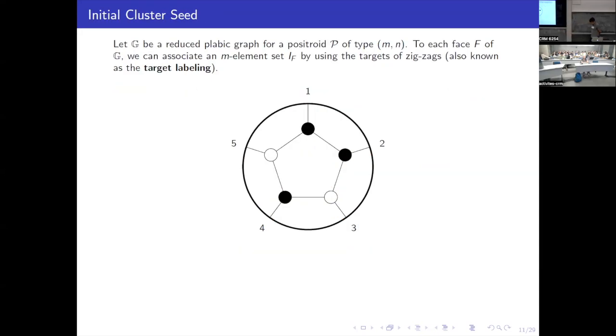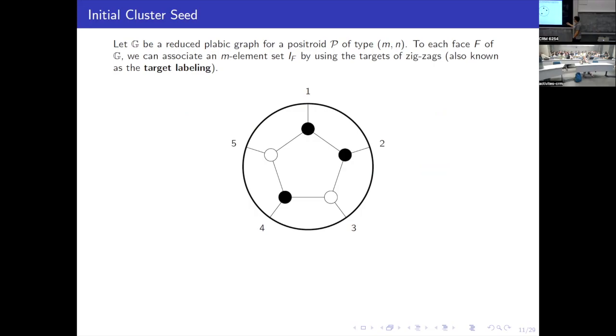Yeah, so what are the moves in the language of the cluster structure? When you see a square face with opposite color vertices, then you can change it to the other color pattern, and that's the only mutation you're allowed to do on reduced plabic graphs. Okay, so how do you construct the initial cluster seed?